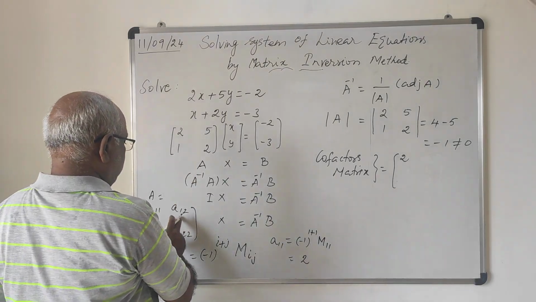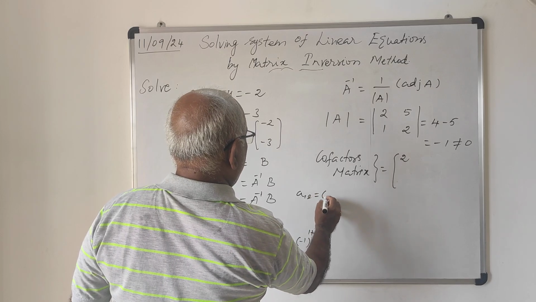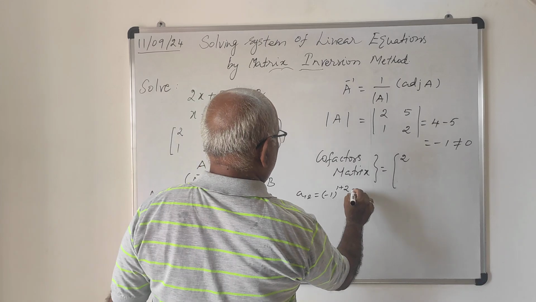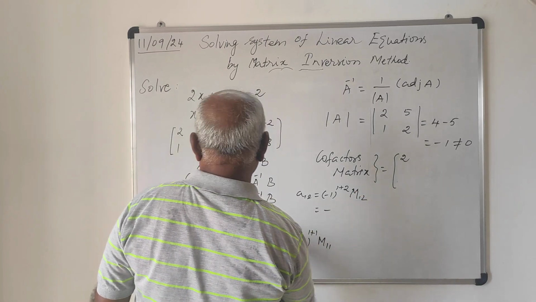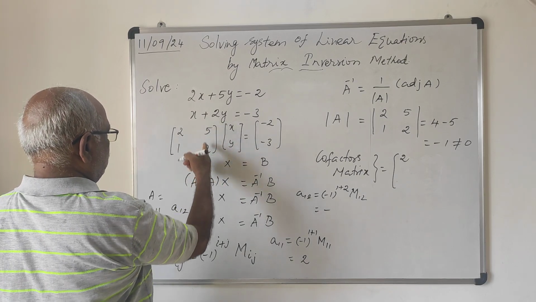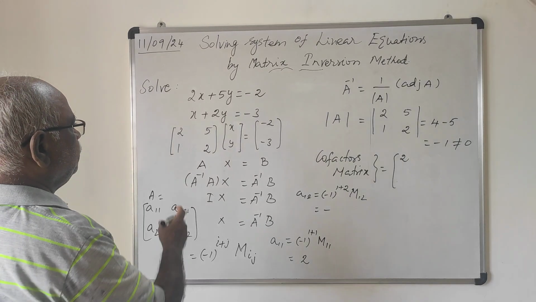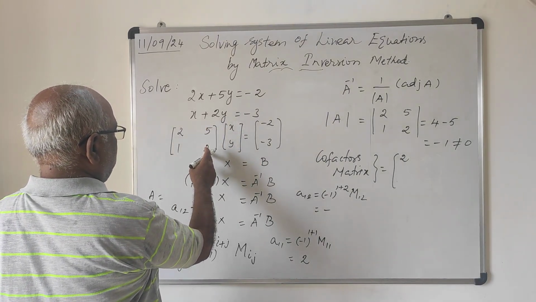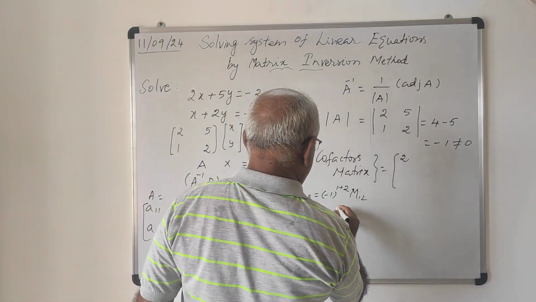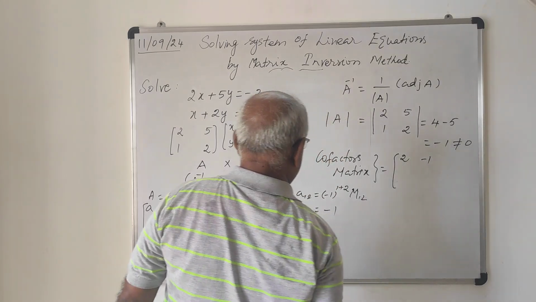Similarly, the cofactor of A12 is minus 1 power 1 plus 2, which is minus 1 to an odd power, so it is minus M12. In A12, the element's column and row are eliminated. Eliminating the first row and second column, you will get 1, so minus this element gives minus 1. This is the cofactor of that.